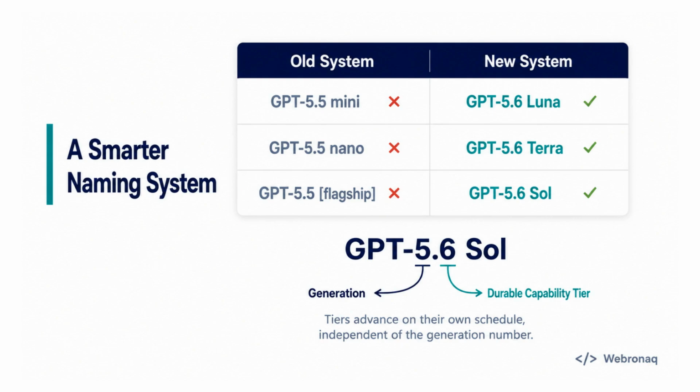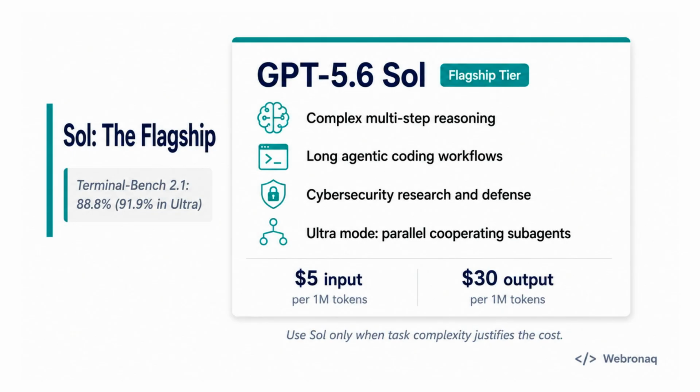Now let's look at what Sol actually gets you. Sol is the most capable model in the family, and it is built for work where the difficulty genuinely demands it. OpenAI designed Sol specifically for complex reasoning, long agentic workflows, coding, and cybersecurity tasks. On Terminal Bench 2.1, a demanding agentic coding benchmark, Sol scores 88.8% in standard mode. Sol is also the only tier that unlocks 2 powerful new controls.